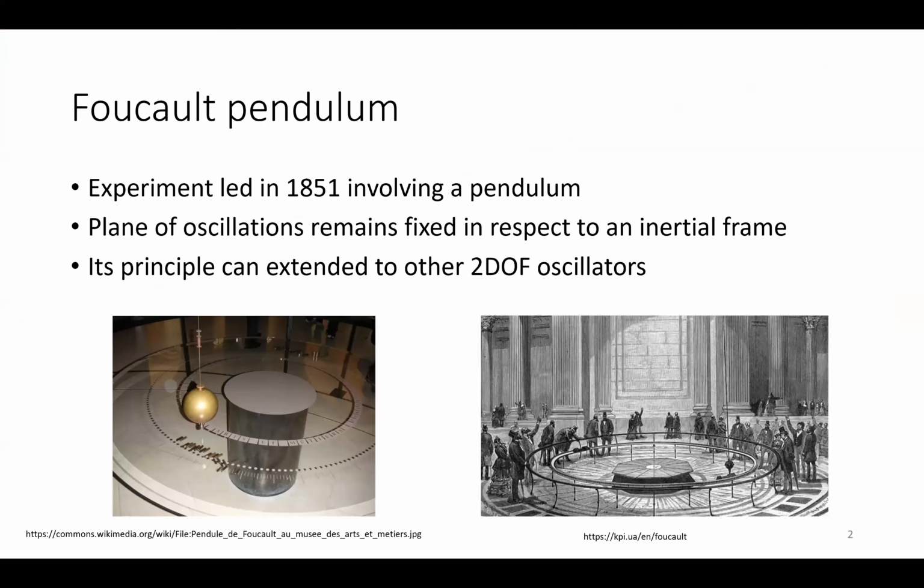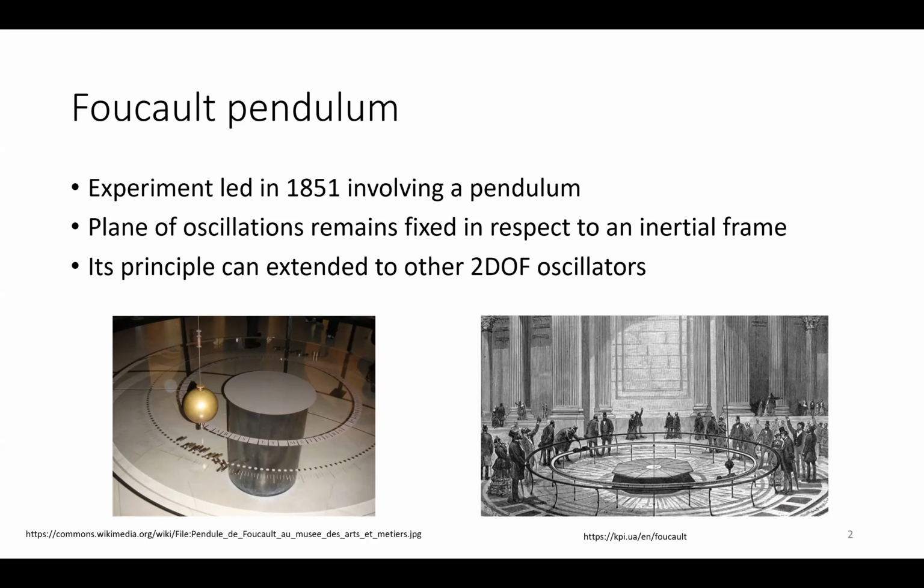The Foucault pendulum is a famous physics experiment which is a direct demonstration of the Earth's rotation. It consists of a pendulum which is launched from the center in a straight line. This defines a plane of oscillation. Following the principle of inertia, the plane of oscillation will remain fixed with respect to an inertial frame. However, for an observer on Earth, this plane will rotate.